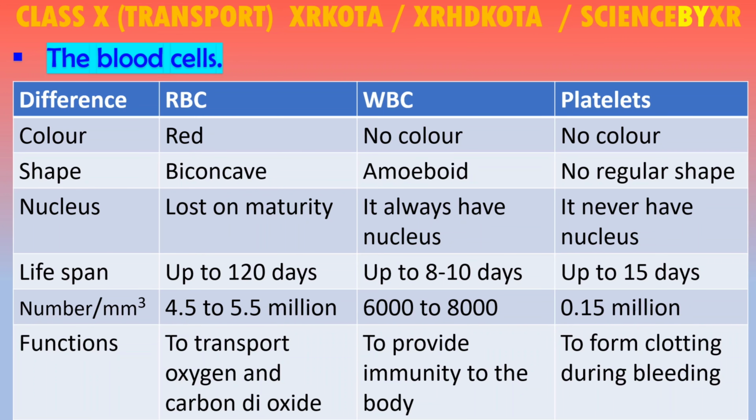These are the numbers, and now the functions. RBC helps in the transport of oxygen and carbon dioxide. WBC provides immunity and prevents us from diseases, and platelets help in clotting. WBC provides immunity, platelets form blood clots.